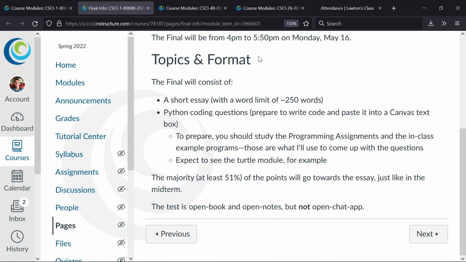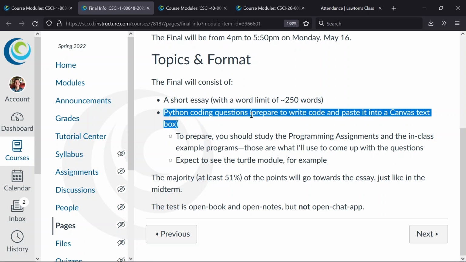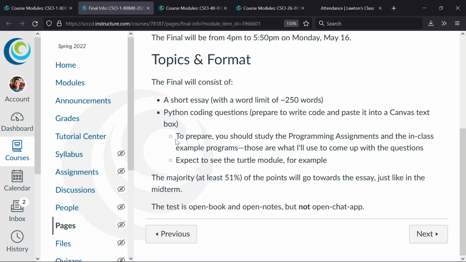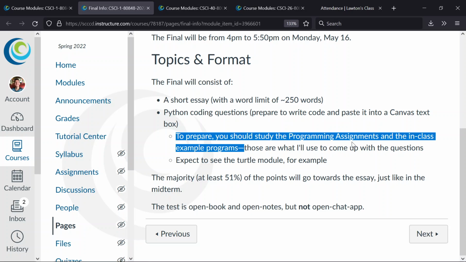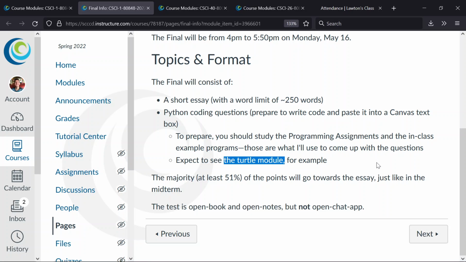And here is the final. I'm going to try and make it mostly like the midterm, so it's going to consist of an essay with a word limit, around the kind of limit that I gave you in the midterm. And then I'm also going to give you coding questions because I could finally ask you to write Python. I couldn't really ask you to write Scratch on the midterm. So prepare to write code in Python, like have IDLE open, and you'll just be pasting your answers into a Canvas text box, and I'll be giving you plenty of partial credit. Okay, so that is what's going to happen, and I'll be taking those questions from your programming assignments, from all the stuff I've been doing in class. So that's what I want you to study. Okay, there will be a lot of the turtle module, for example, because I'll ask you to draw some fancy pictures. That's what I'll have you do for some of the questions, for example.